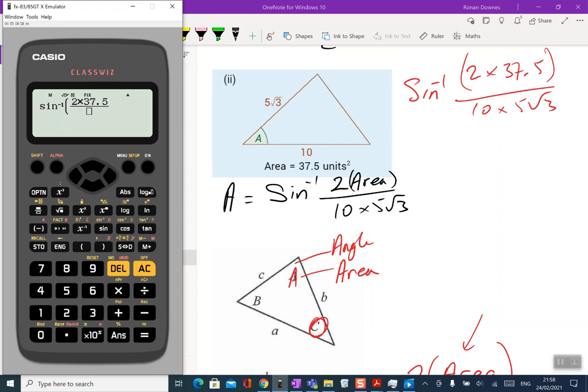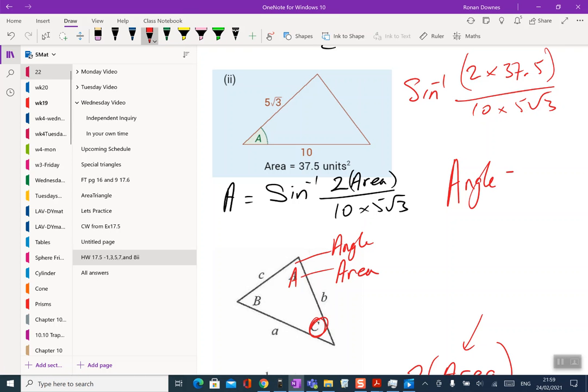Remember, the fraction bar is a kind of aggregation symbol, so I don't have to close a bracket there yet. Coming down, 10 by 5. Now, I don't think I can write root 3, but I actually might be able to, because it'll be 5 multiplied by root 3. We'll see. Then close the bracket, and out again, and close the bracket. It gave me 60, which is nice because I trust that. So the angle equals 60 degrees.